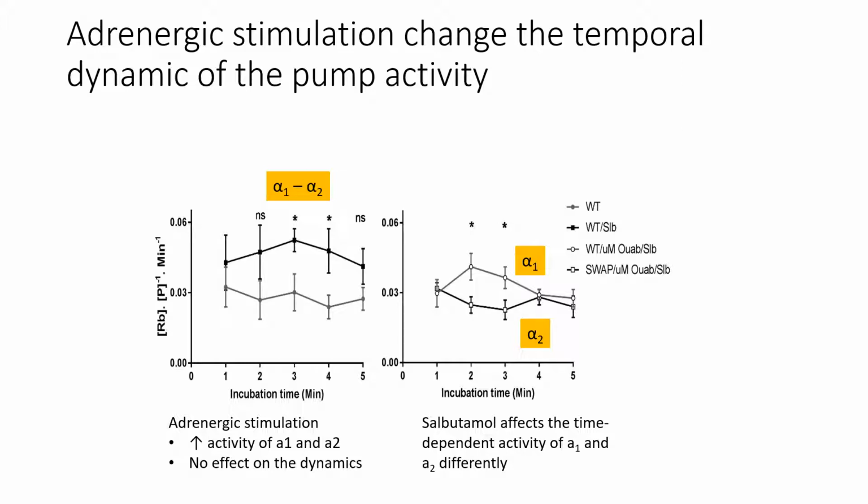Another interesting effect of adrenergic stimulation studied in this project was that it changed the temporal dynamic of pump activity. Here we have time versus pump activity after adrenergic stimulation. So in panel B, you see that salbutamol affects the time-dependent activity of alpha 1 and alpha 2 differently. This is alpha 1 and this is alpha 2, and you see that the dynamics of them are changing following adrenergic stimulation.